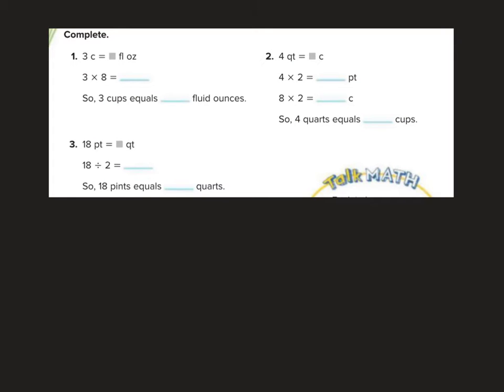Okay, let's see here. 3 cups equals how many fluid ounces? Well, 1 cup equals 8. So in order to get there, I need to multiply 3 times 8. That's 24. So 3 cups equals 24 fluid ounces.